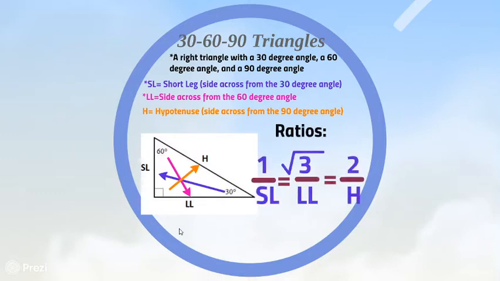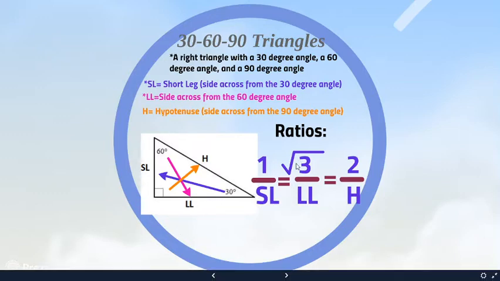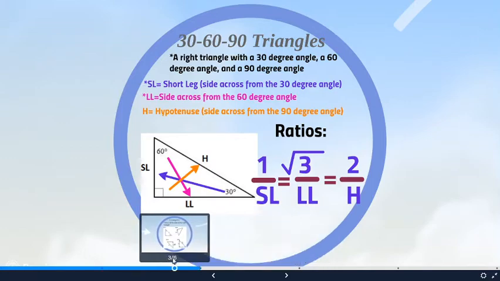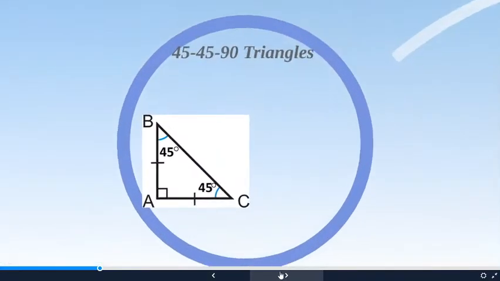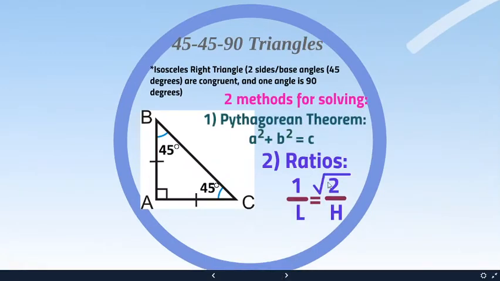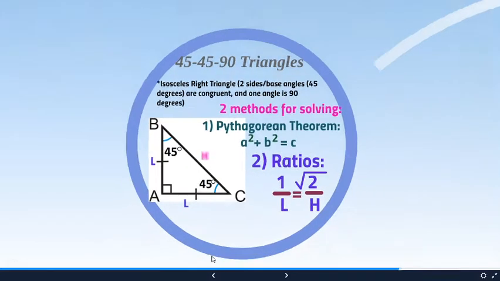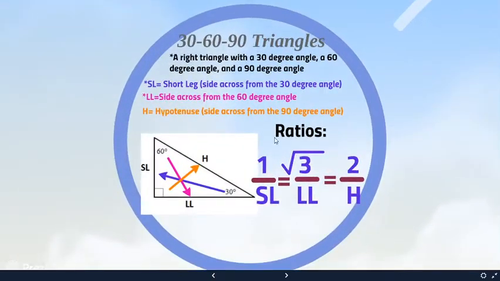All right, now this is the nifty ratio that goes along with solving for the sides of a 30, 60, 90 triangle. We have 1 over the short leg equals root 3 over the long leg, which equals 2 over the hypotenuse. Now be careful, these are different ratios than when we dealt with a 45, 45, 90 triangle. In the 45, 45, 90 triangle, the ratio was 1 over leg equals root 2 over hypotenuse. So just be careful. These are completely different ratios. So just watch yourself. The demon cats are always watching.